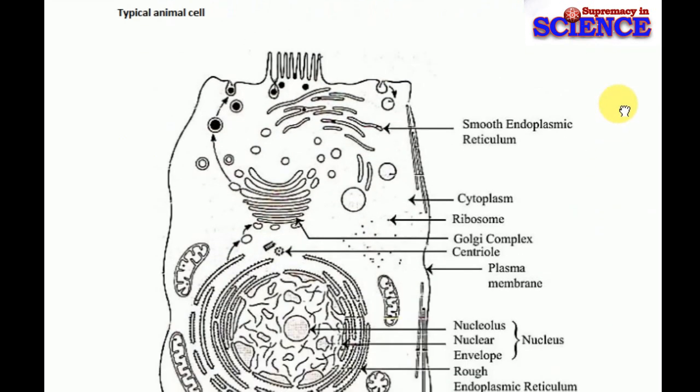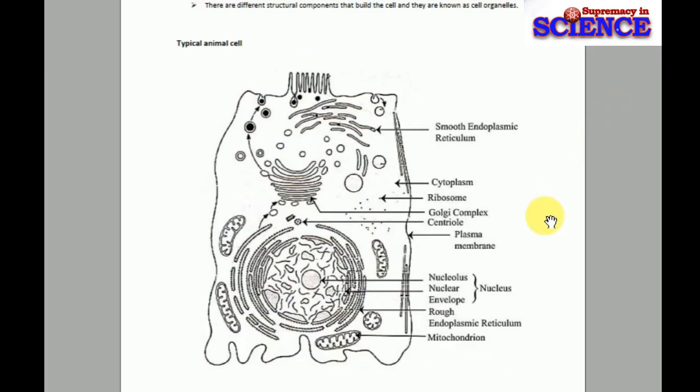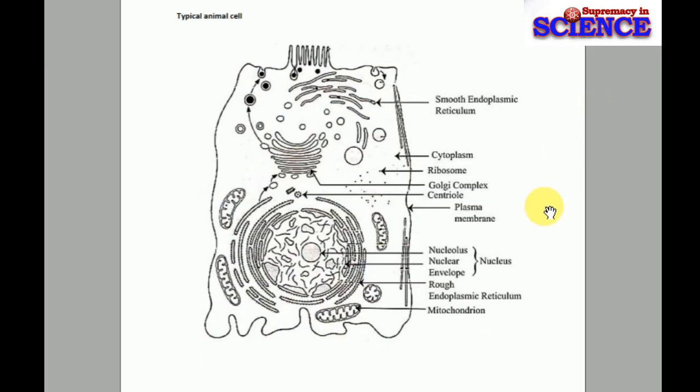organelles, right? Let's see. This is a typical animal cell. So you can see the cell now, it's a typical animal cell. In this animal cell, we are going to learn the structures, the organelles, we can see inside the cell. You have to remember the shape of the organelle as well as where it can be seen, right?